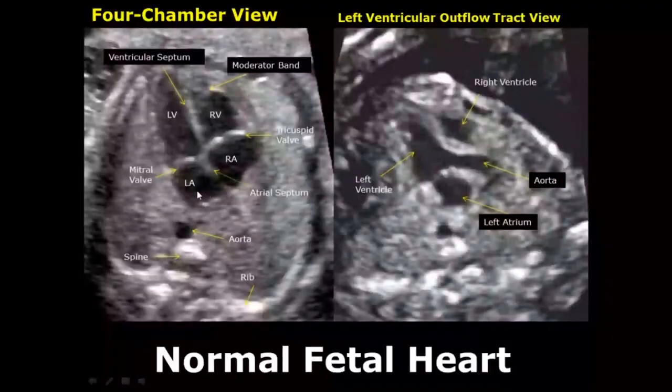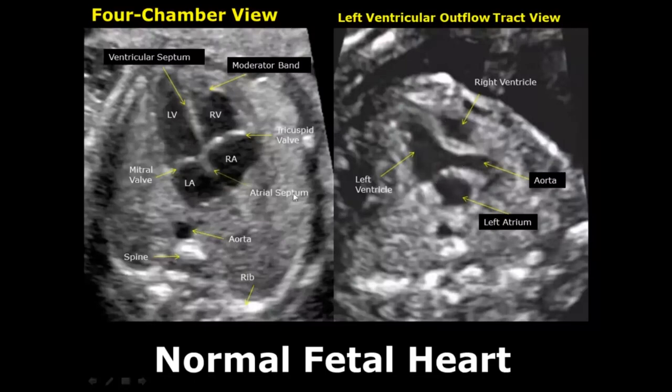Firstly, we will study the fetal heart, and the best view to completely see the heart is the 4-chamber view, in which we can see all 4 chambers and the valves as well, and also the interventricular septum and the atrial septum, and also the foramen ovale.